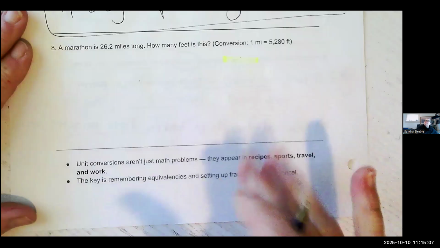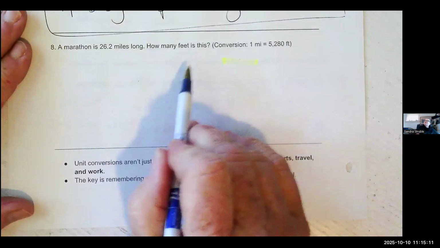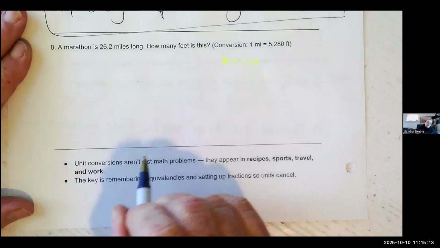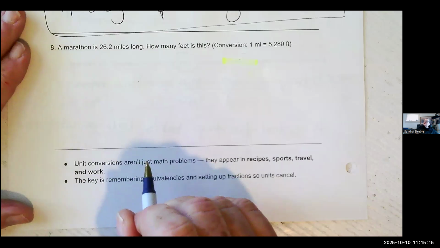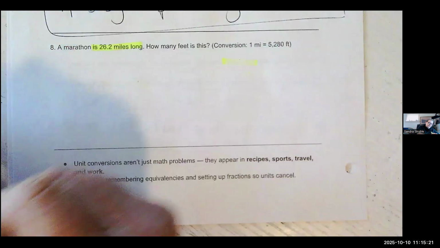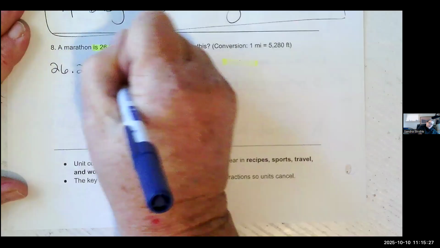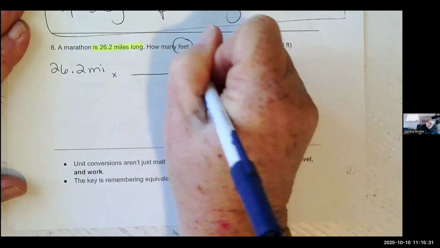Last one. A marathon is 26.2 miles long. How many feet is this? And you've got a conversion. Start with what you're given. Pause the video, attempt to do this one yourself, and then come back to see how you did. Always start with what you're given. And we're converting to what? Feet. Well, we need to get rid of the miles first. Then we're going to head to feet.